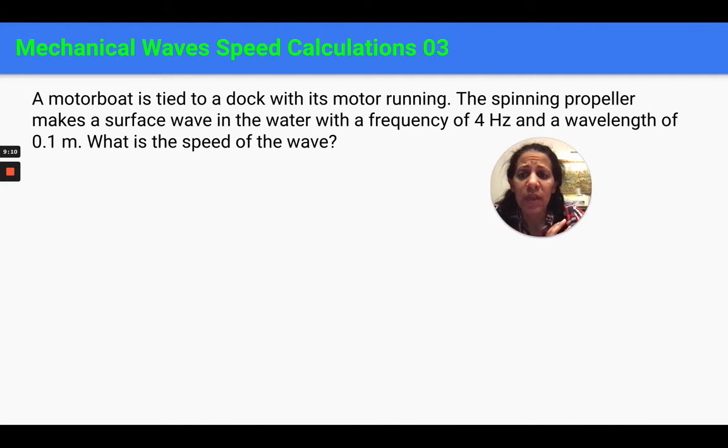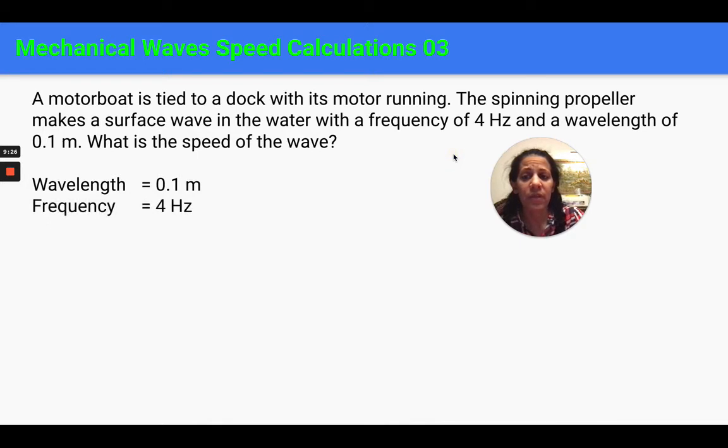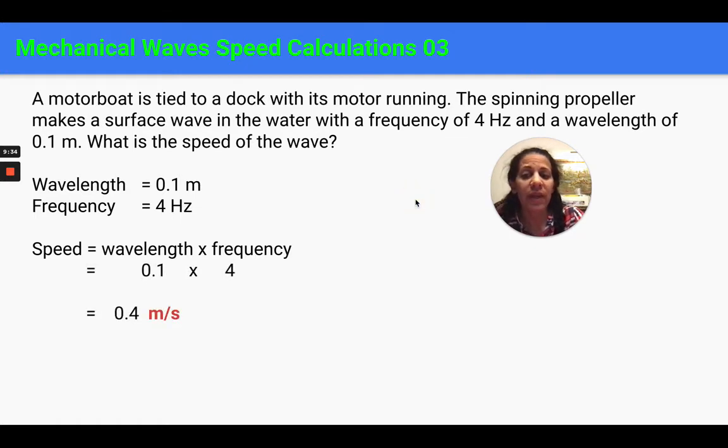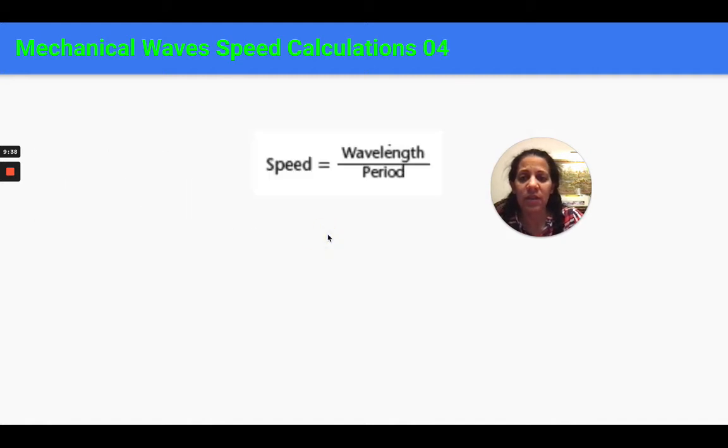Let's do another one. A motorboat is tied to a dock with its motor running. The spinning propeller makes a surface wave. Doesn't matter what type of wave, okay? It has a frequency of 4 hertz and a wavelength of 0.1 meter. What's the speed of the wave? So the wavelength is 0.1, the frequency is 4, so the speed is wavelength times frequency. 0.1 times 4 is equal to 0.4, again, meter per second. Now, they might start switching things around, so let's see the next one.